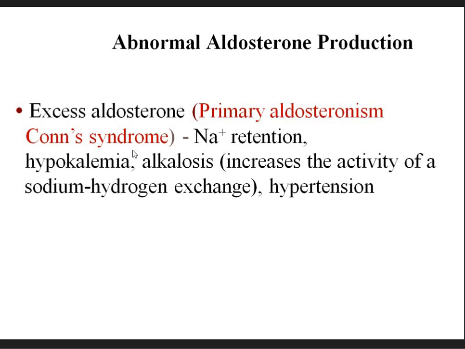There will be alkalosis, as we discussed earlier, that increase in the activity of sodium hydrogen exchange also takes place, and it is secreting hydrogen also, so that it will lead to alkalosis. And the retention of sodium always causes increase in blood pressure, that is hypertension. So these all are the features of primary aldosteronism when there is excess aldosterone secretion, and the main action of aldosterone is retention of sodium, secretion of potassium, secretion of hydrogen ions. So all these features will be observed in this condition.